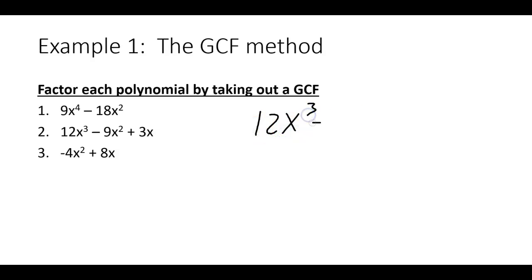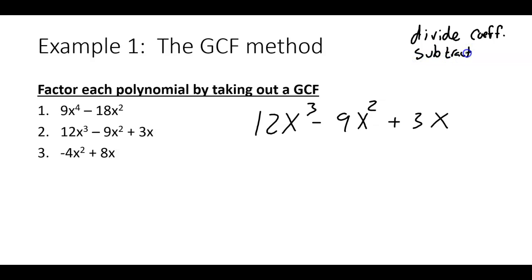12x cubed minus 9x squared plus 3x. I'm going to make up a new one too in a minute. I'll write that down. So divide coefficients, subtract exponents.